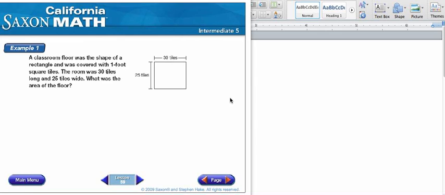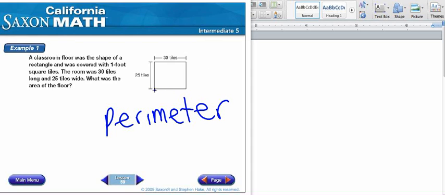Now we have already talked about perimeter, and the fact that perimeter is the measure around the outside of an object. So to find the perimeter of this rectangle, I would add 25 plus 25 for this side, plus 30 for the top, and 30 for the bottom. Okay, and I would add that up, and that would get me the perimeter, or the distance around.